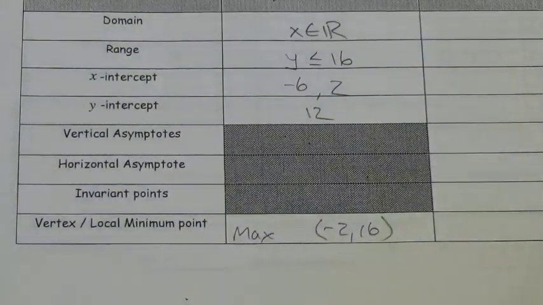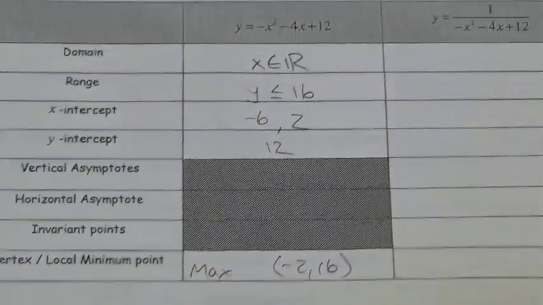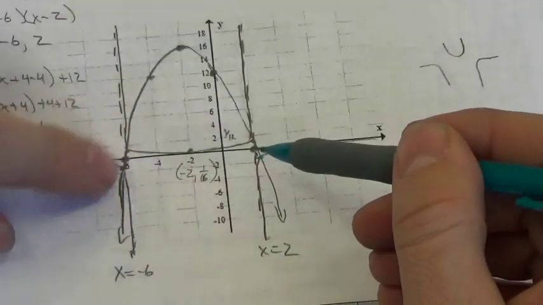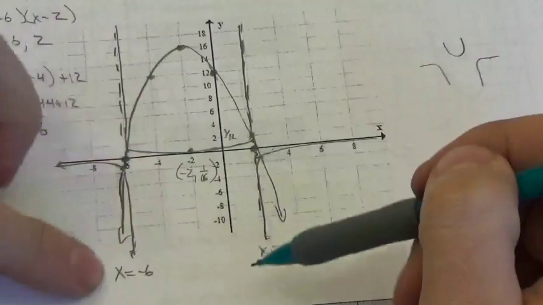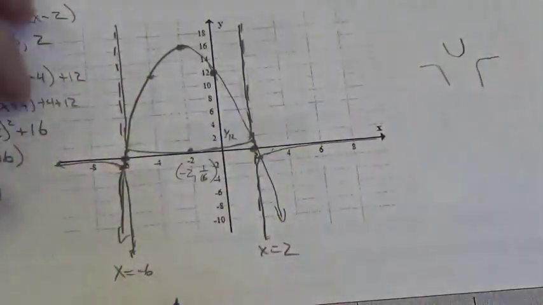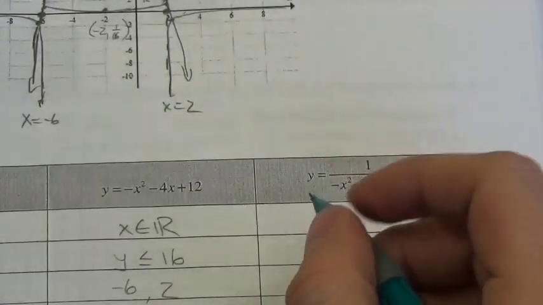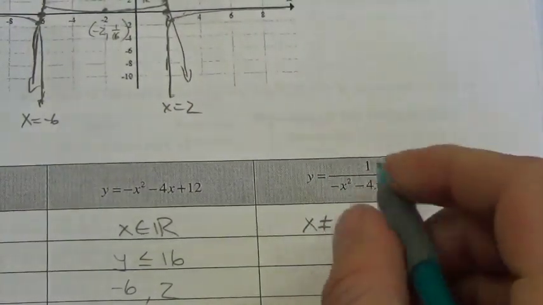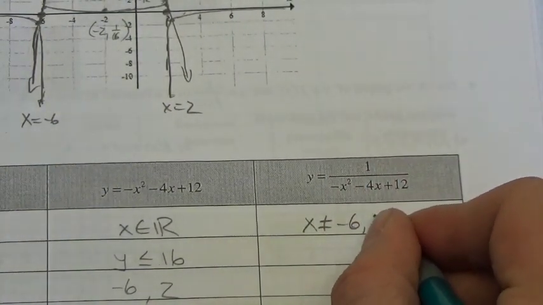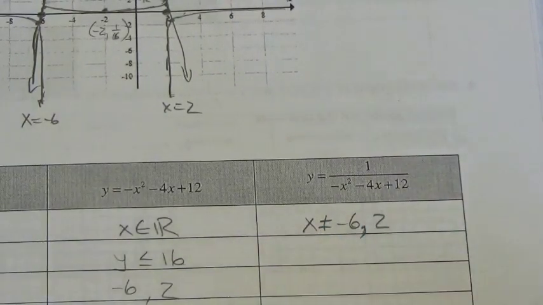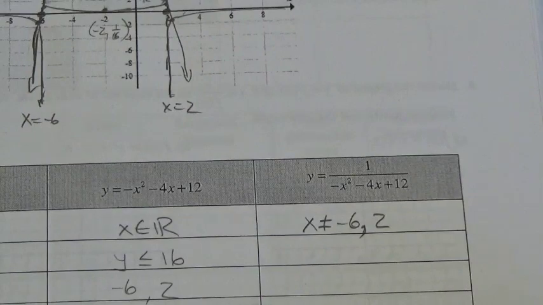So now let's take a look at the same properties but with the reciprocal. What was the domain? Well, those x-intercepts there became those gaps. And so right now I can write that the domain here is going to be that x cannot equal -6 or +2. Those are the two spots that were the x-intercepts in the previous graph. Those lead to holes in the graph.